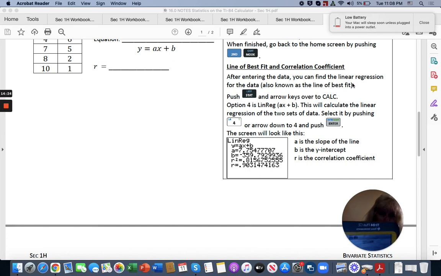Sorry, that's kind of wonky with my calculator and my light. So hopefully you could still see it okay.